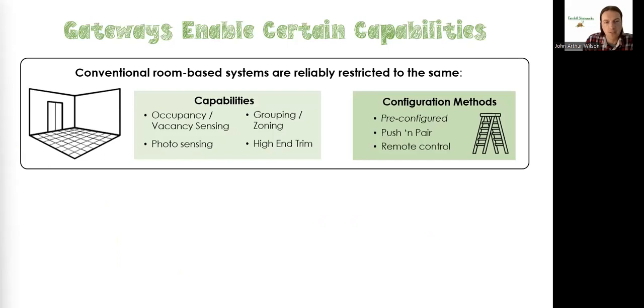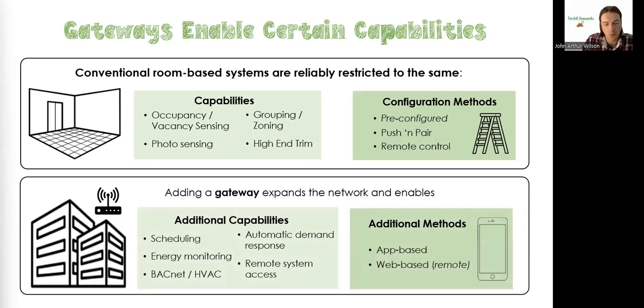When we talk about conventional room-based systems, that was number 2 on our old evolutionary chart. Those systems, I don't care the brand, I don't care the manufacturer, are reliably restricted to the same capabilities that you see right here and the same configuration methods, okay? So with a conventional room-based system, there might have been some differences on the margins, but they're all doing the exact same thing. And it's not until you add a gateway that you're able to expand the network beyond the room and also enable these additional capabilities and configuration methods.